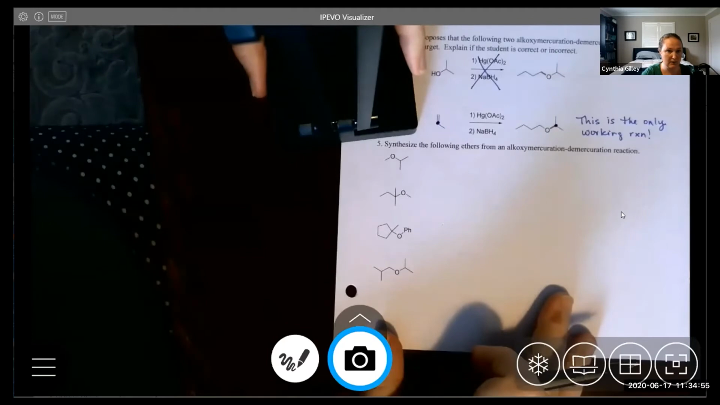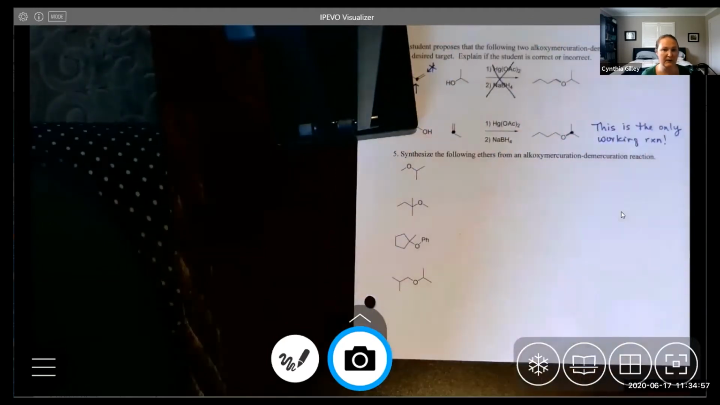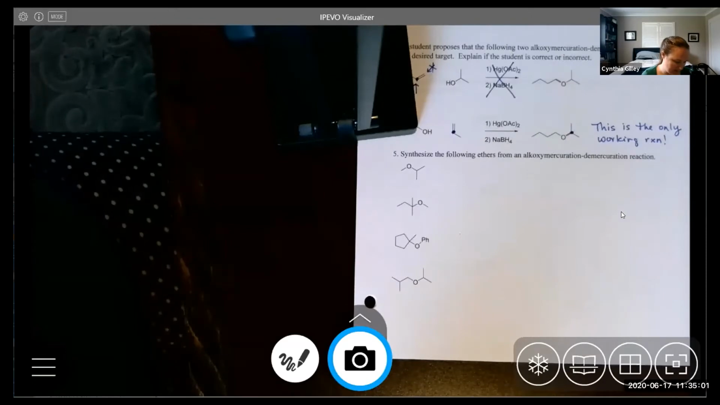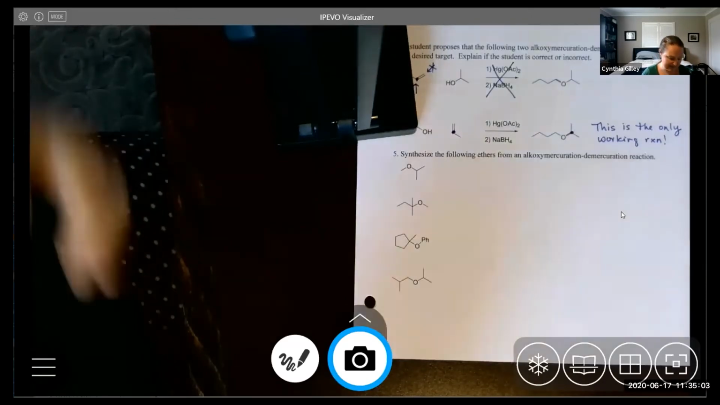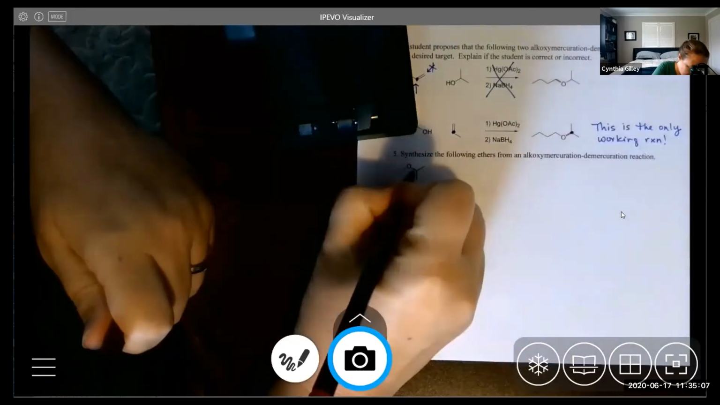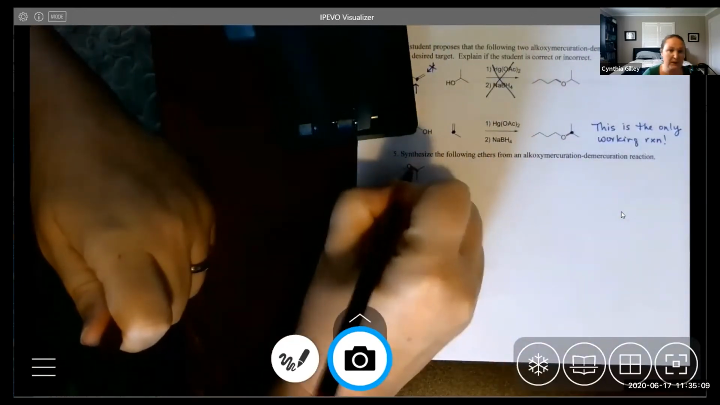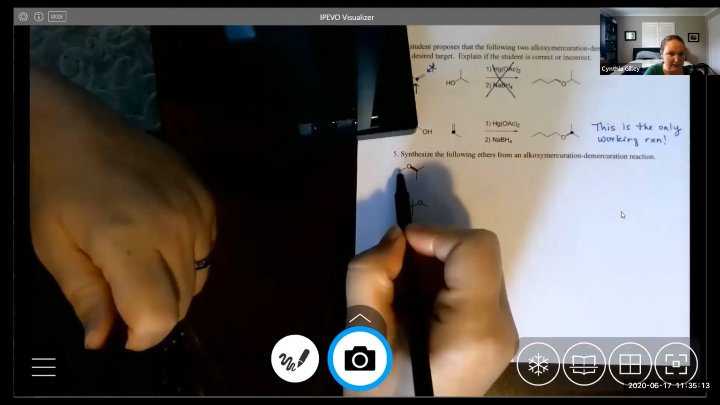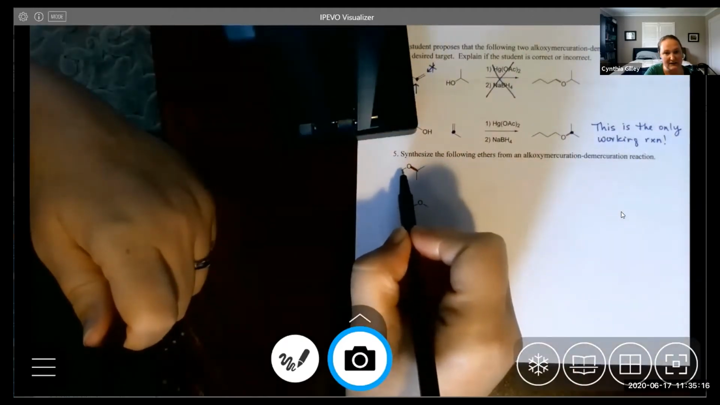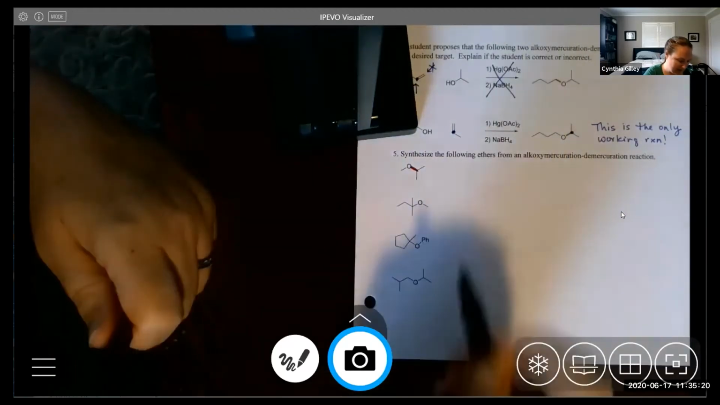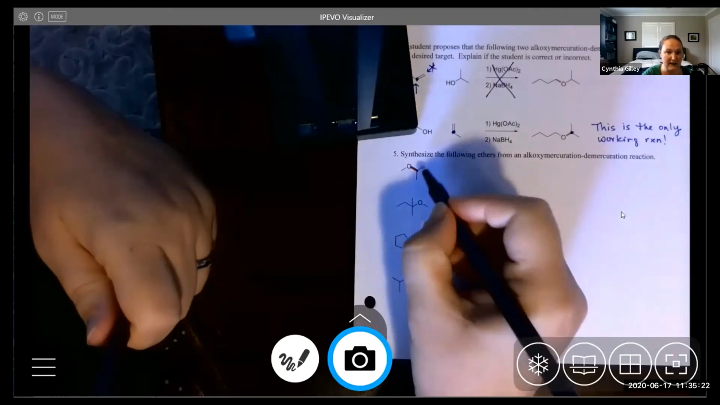Okay, so synthesize the following from an alkoxymercuration demercuration. So in this case, we only really have one carbon-oxygen bond that we can form. And that would be this one, because this is only a 1 carbon. So you can't have an alkene on this side with 1 carbon. So the alkene then must have come from this side.